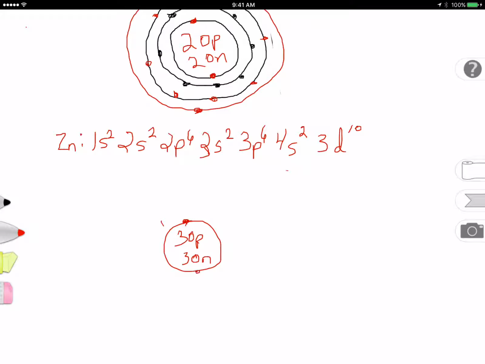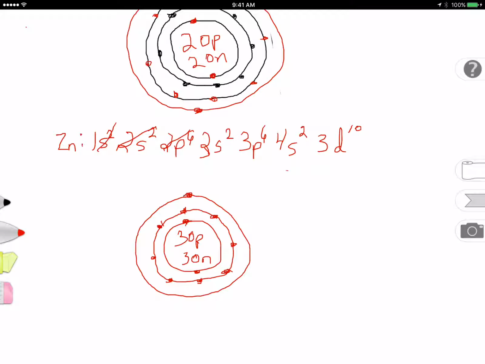First energy level has 2. Goodbye that one. Second energy level has 8. That takes care of the 2s2 and the 2p6. Our third energy level has 2 for that one, and then 6 for this next one. But here's the thing with this one. If we go all the way back, there's another third energy level, and there are 10 electrons.